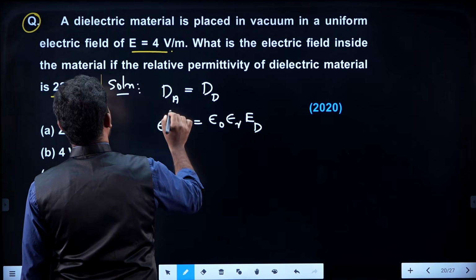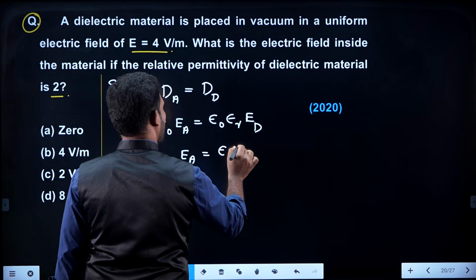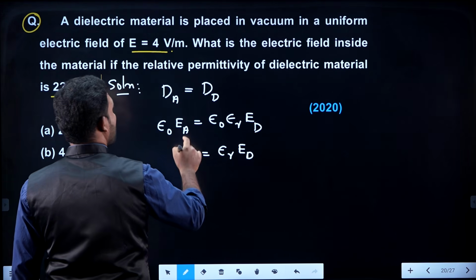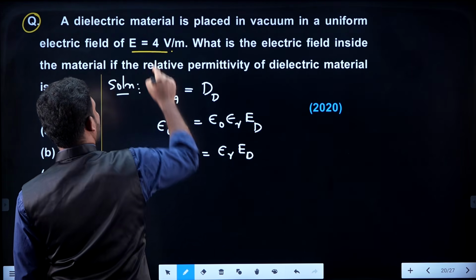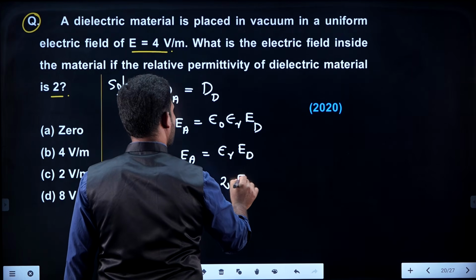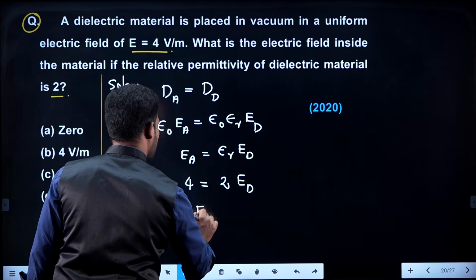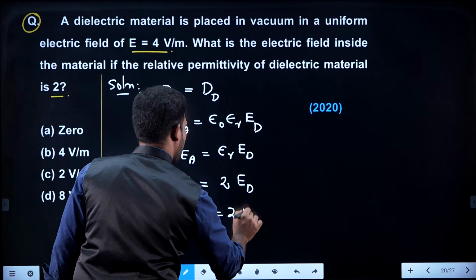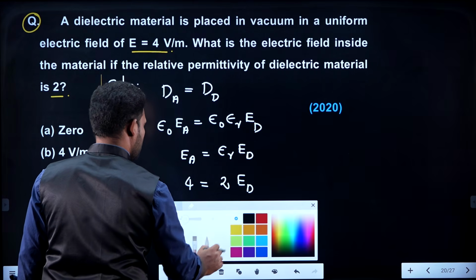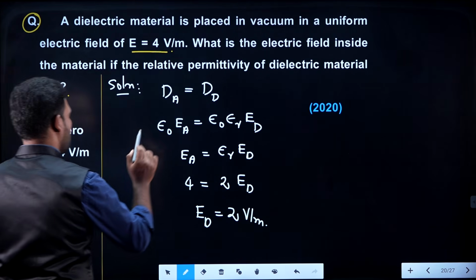Here you can cancel out these two things. So, E in the air equals epsilon r into E in the dielectric. What is the electric field in the air? It is 4. What is epsilon r? It is 2. So, what is the electric field in the dielectric? Electric field in the dielectric medium is 2 volt per meter. So, what is the answer here? Option C is the answer.